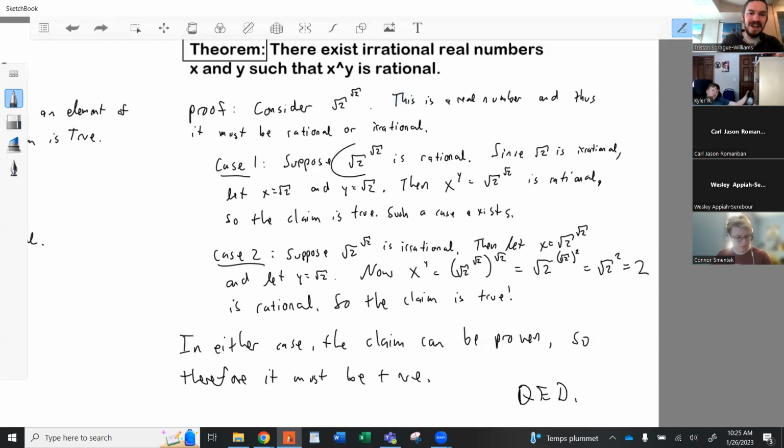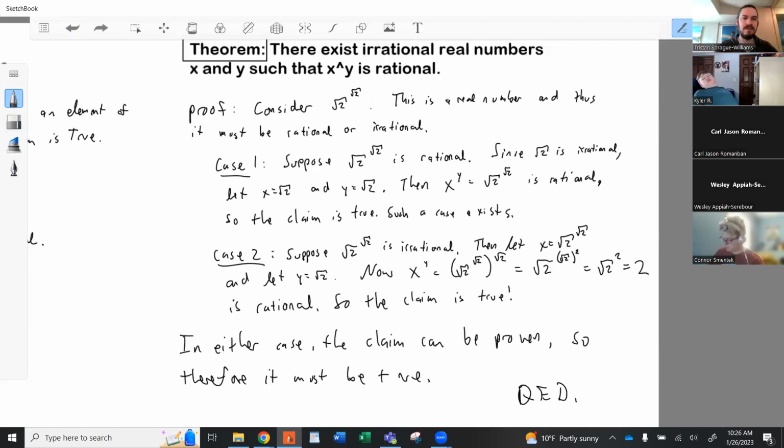Because I think that number is probably irrational. So I think this is the case that's true. I think case 2 is the real world, right? And case 1 is false. But that's not what I proved. I proved that in either case, you can prove the existence. But I didn't actually exhibit an example, right?